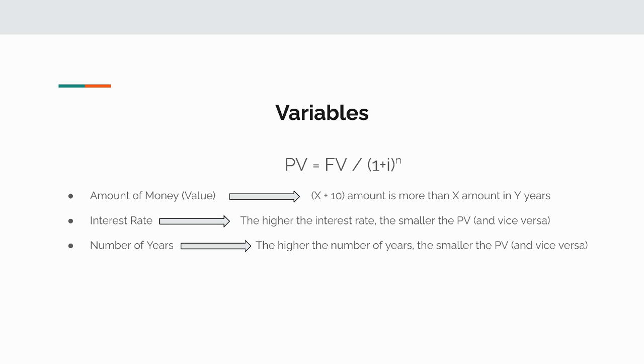And then lastly, number of years. The higher the number of years, the smaller your present value, and vice versa. If you have to wait longer to get a certain amount of money, it's just going to be worth less. Mathematically, you can see that since n is on the denominator, as 1 plus the rate of return to the power of the number of years, the bigger the n, the smaller your present value, since your future value is being divided by that bigger number.